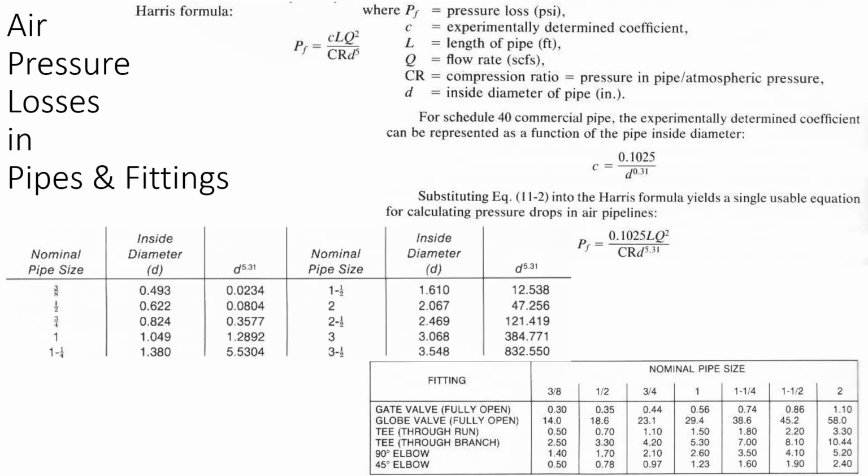Air pressure losses in pneumatic system. To calculate air pressure losses, the formula called the Harris formula is used. Now C is a constant for a Schedule 40 commercial pipe. The value of C is determined by this equation.